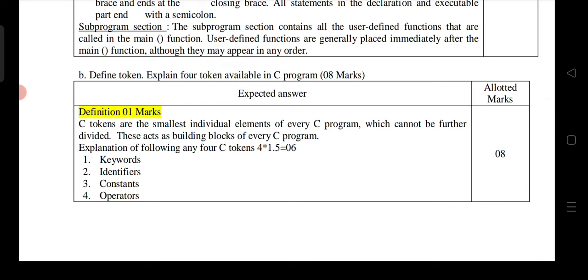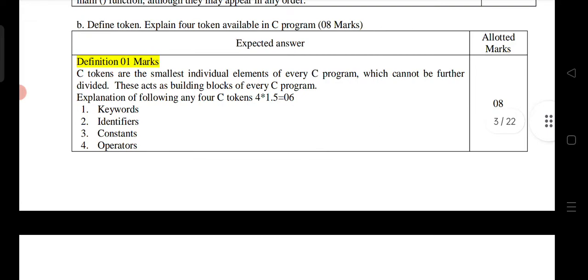So the second question is: define token, explain 4 tokens available in a C program. So allotted marks is 8. For the definition of the token, 1 mark is allotted, and the student has to mention the different C tokens. Any 4 he has to explain. For the explanation of any 4, 1.5 marks for each token type, therefore 6 marks will be allotted. So here for the definition 2 marks.